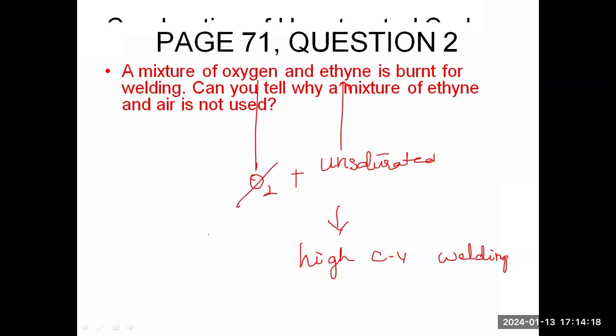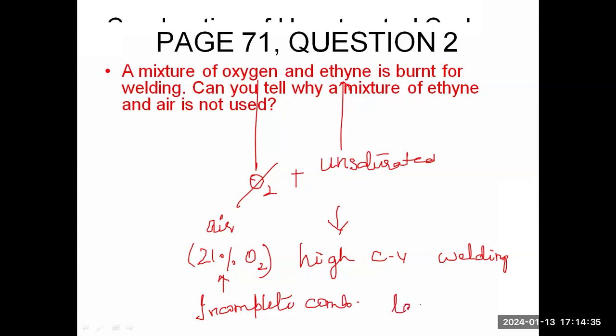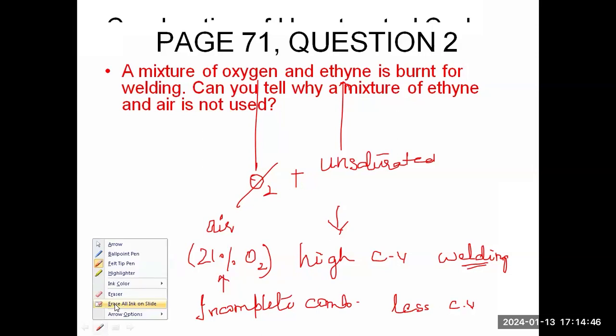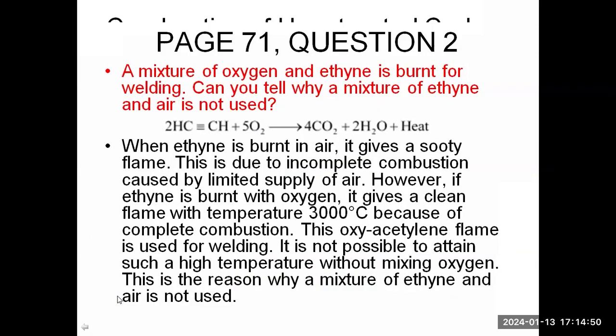But if you take air instead of that, air contains only 21% oxygen. So because of air, it will undergo incomplete combustion. So the flame will be of less calorific value, which is not recommended for welding. It will not help you do the welding. So this is the reason. You can read the answer, then we'll go further. This CH triple bond CH is ethyne. In the last class, we discussed this. The "-yne" suffix is for the ones which have a triple bond between them.